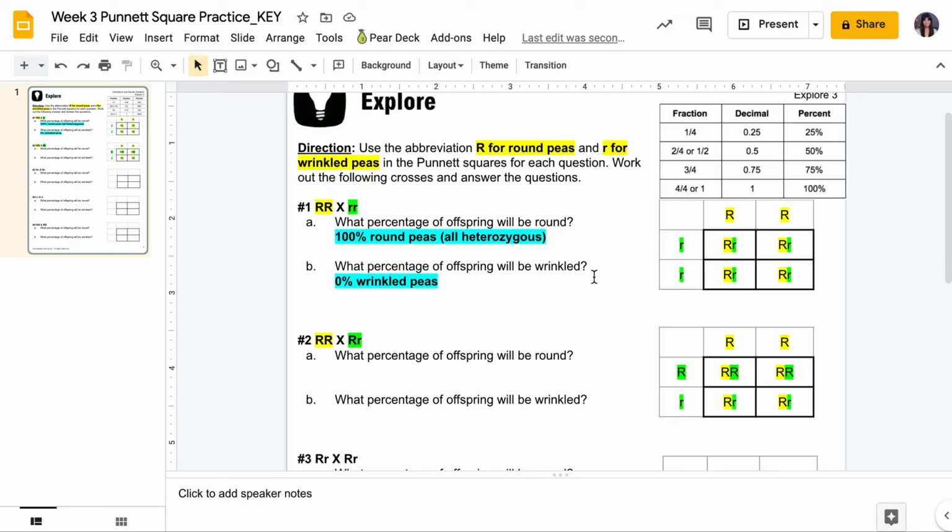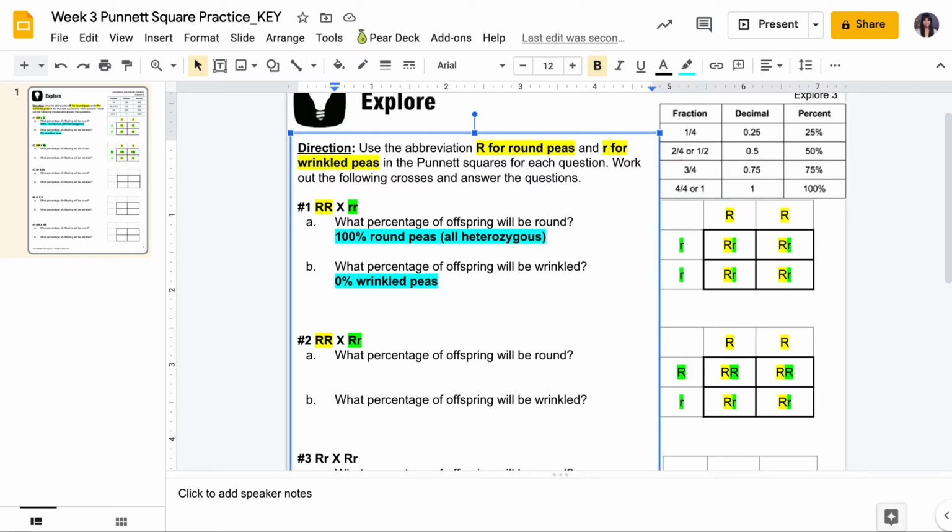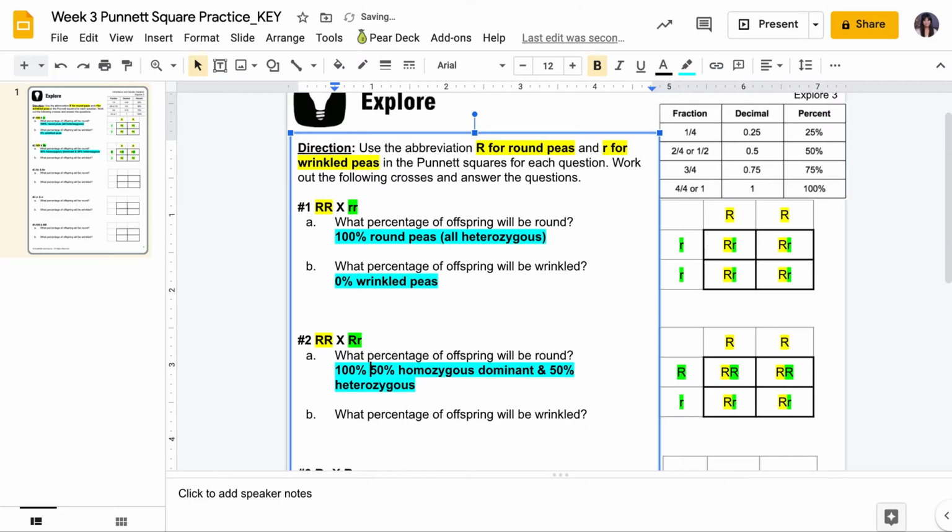What does that mean? Let's take a look at our table. 2 over 4 is 50%. So we see that we have 50% homozygous dominant and 50% heterozygous. But regardless whether they are homozygous dominant or heterozygous, they will all have round peas. So our answer right here will be 100% round peas. If you like to indicate a genotype, you can also put the notes in parentheses like what I show.